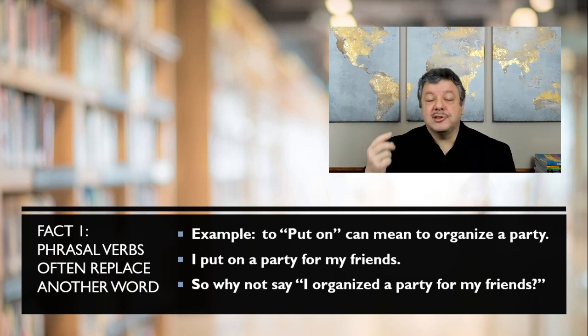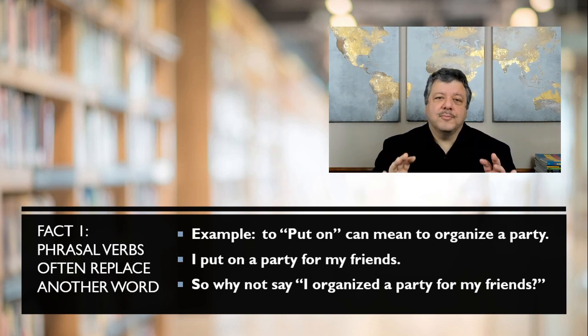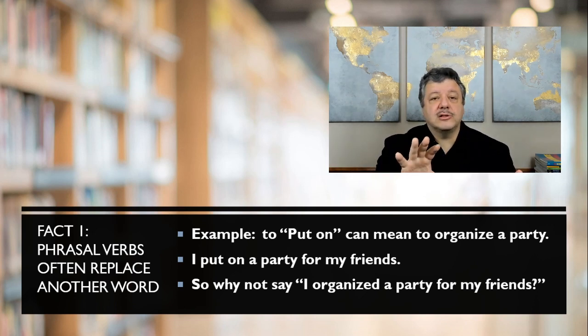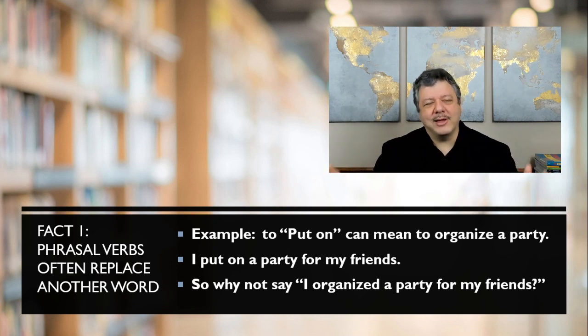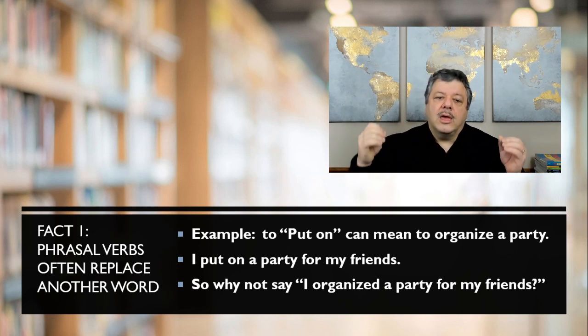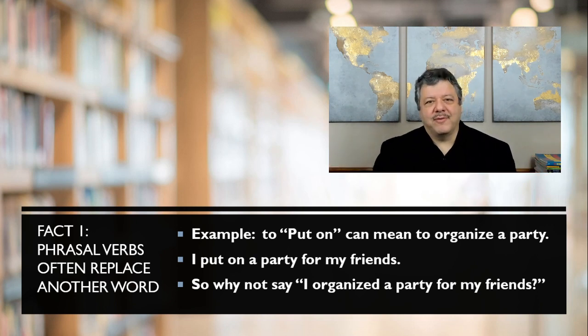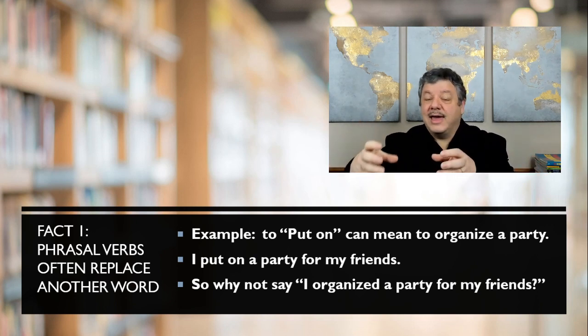So I want to give you some important facts about phrasal verbs that will help you learn them better. First, phrasal verbs often replace another word. For instance, let's look at the phrasal verb put on. Now, I know you know put on as in put on my jacket, but put on also means to organize an event. For instance, I put on a party for my friends. So why not say, I organized a party for my friends? You see, there's a word that can replace that phrasal verb in this case.